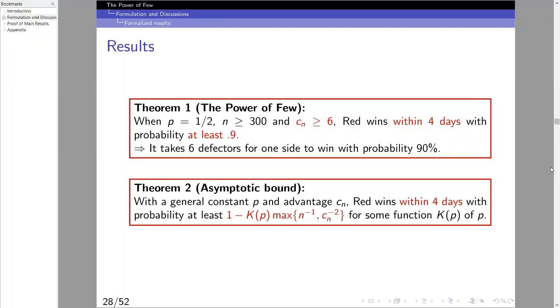It bounds the probability that red doesn't win within 4 days by a term of a constant depending on p times the maximum of 1 over n and 1 over c squared. When c is a constant, we can see that this term is of order 1 over c squared. So we can say that the chance that red wins tends to 1 at the rate of c squared.